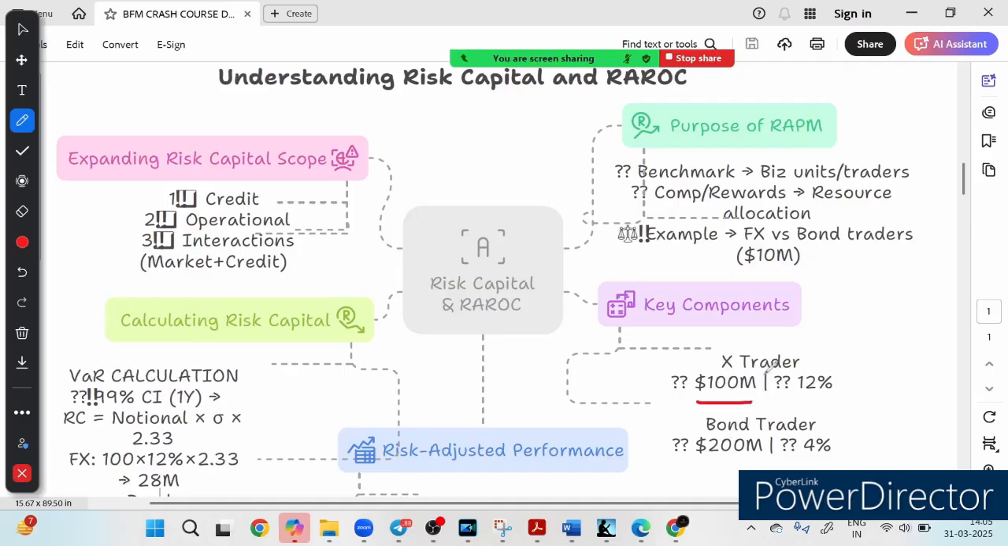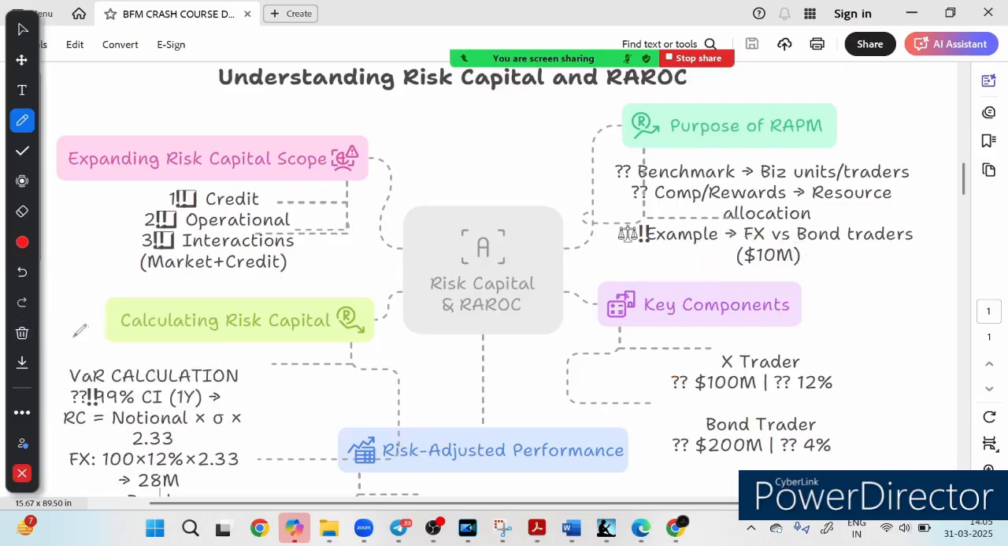Suppose a forex trader invested $100 million, a bond trader invested $200 million, and both of them get the same return. Let's say both of them get the 10 million return, right? But the question is who is performing better. So this is where the RAROC concept comes into picture.